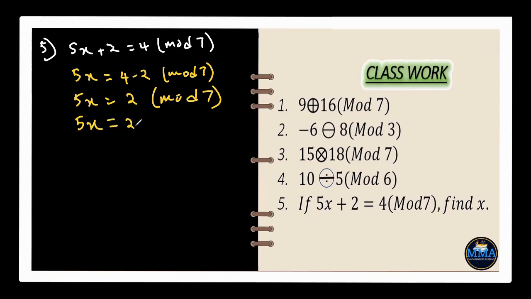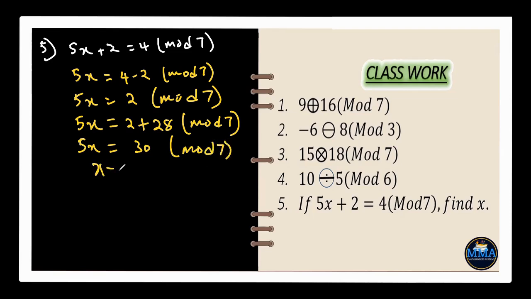5x equals 2 plus, let's add 28. 7 can go in 28, so 28 is also 0 modulo 7. Of course, we look at multiples of 7 that, if we add them to 2, give us a number that is divisible by 5. All multiples of 7 will be 0 in modulo 7, so we can play with them in order to get something that 5 can fully divide. So we have 5x equals 30 here in mod 7, and of course x is actually going to be 6 in mod 7.